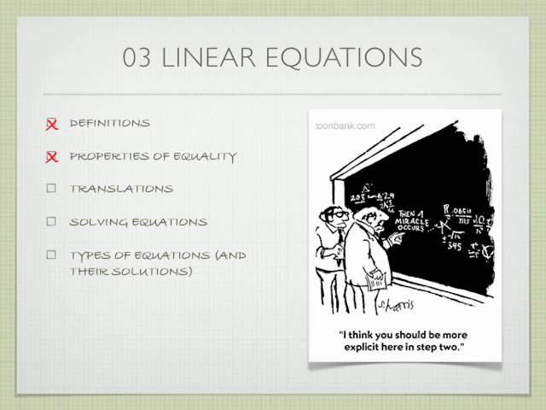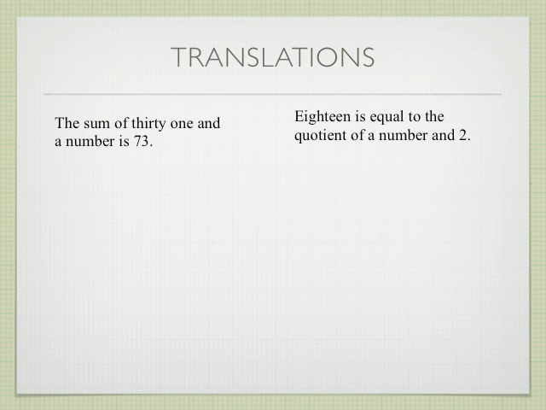Let's solve some other simple equations where, rather than being given the equation, we're going to get the translation and then solve that. The sum of 31 and a number is 73. The sum, what do I write down? Plus. The sum of 31 and a number is 73. 31 plus x equals 73. Subtract 31 from both sides, and x equals 42.